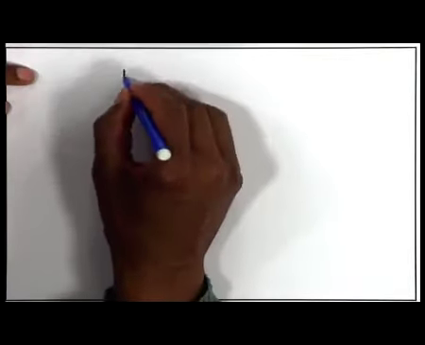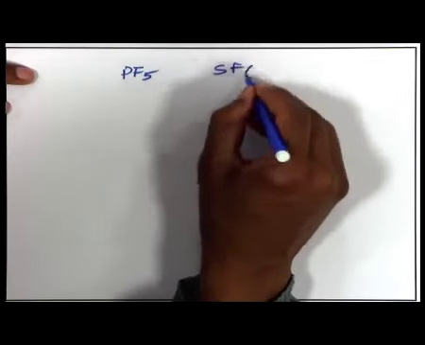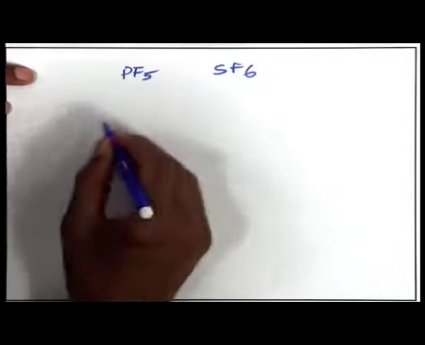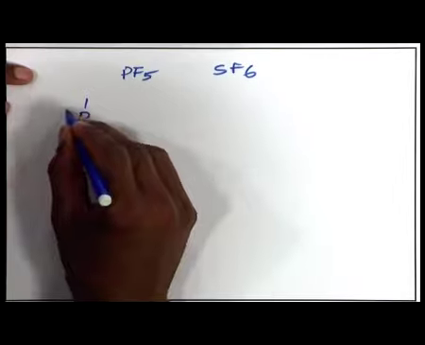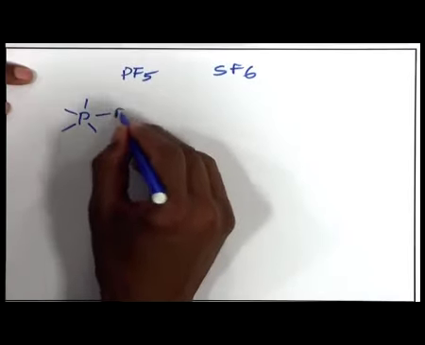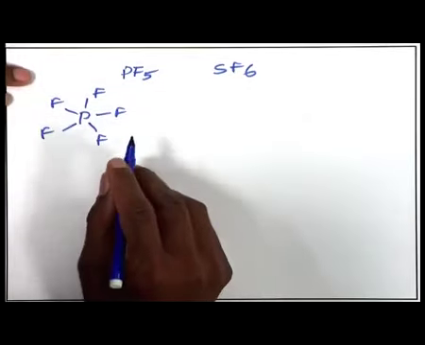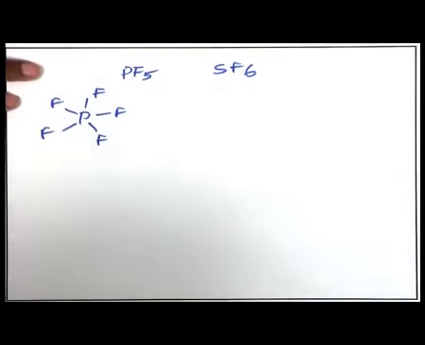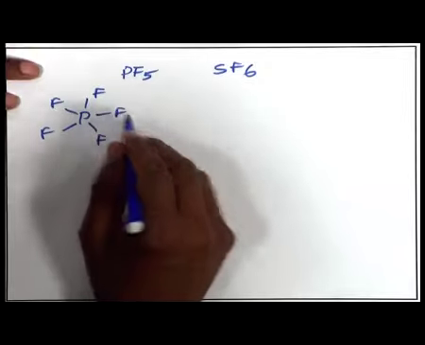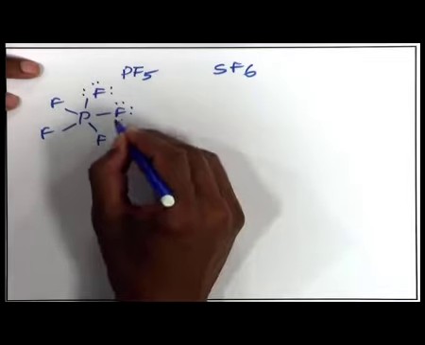Now, let us see a few more examples. If you take a molecule such as PF5 and then SF6, you can draw a Lewis dot structure for this, like this, P with 5 bonds. I have just drawn an approximate structure. Its actual geometry is trigonal bipyramidal, which I have not written here, because you can draw a Lewis dot structure as such. And then you can put lone pairs here, like this.